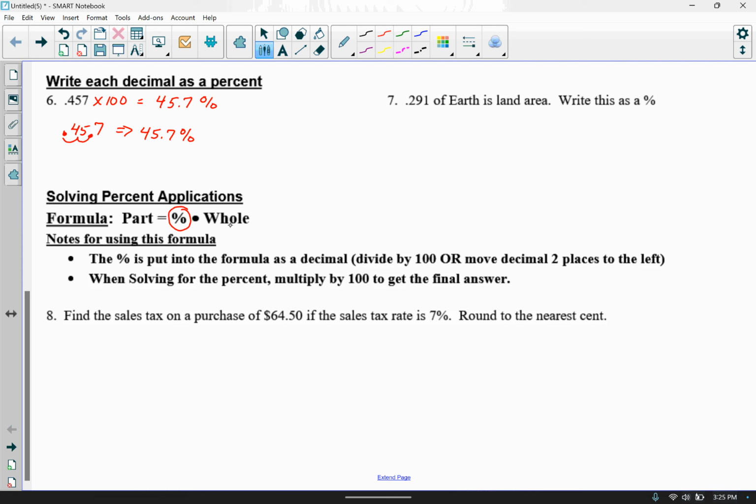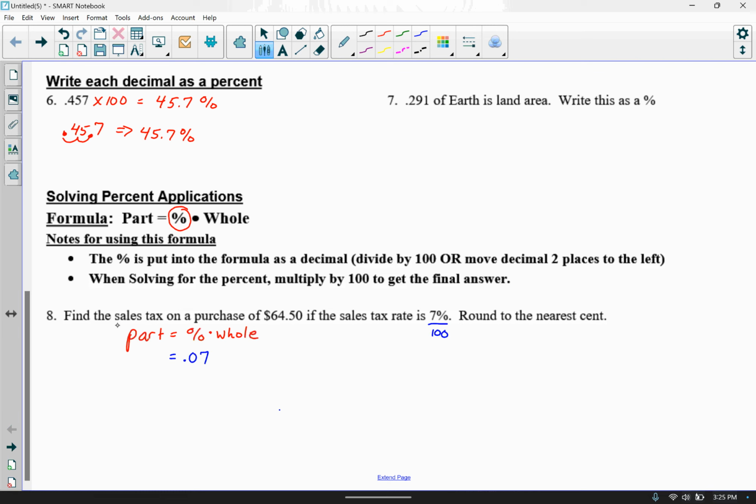So coming on down to example 8, it wants us to find the sales tax on a purchase of $64.50 if the tax rate is 7%. And it's telling us to round to the nearest cent. So I'm going to do my part equals percent times whole, and substitute in my values. In my percent spot, I'm going to put in the percentage they gave me, but remember I've got to put it in as a decimal, so I'm going to divide it by 100. That's going to put me at 0.07.